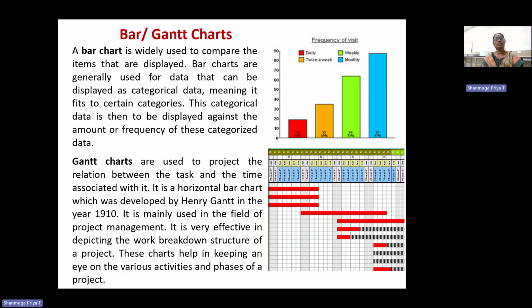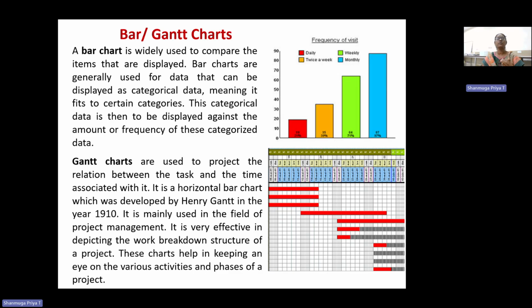The difference is, both represent scheduling or any process with different categories. The bar chart is from ancient days, when people used it to compare the different items involved. It is a vertical bar connected with the x-axis and y-axis by different categories. The data is displayed against frequency. The example bar chart shown in this slide shows the frequency of visits happening for the quality control process.